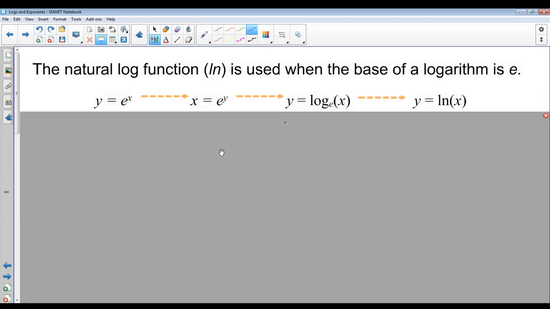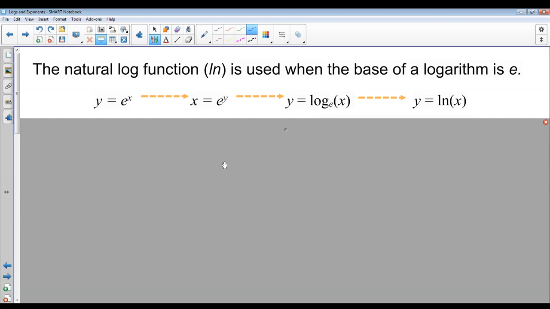So e to the x, we mentioned that last class. E is such a special number. It has its own exponential function. It also has its own logarithmic function. So y equals e to the x. We switch the x and the y around. We rewrite it in log form. So log base e of x equals y.